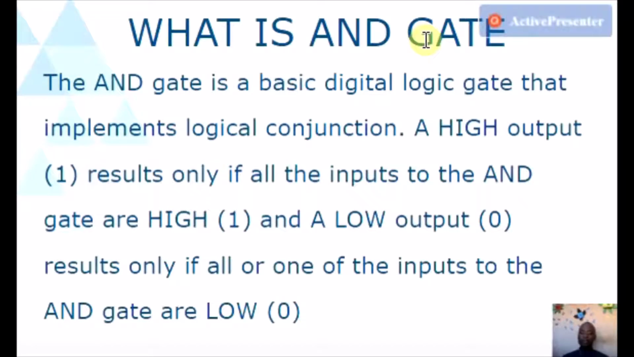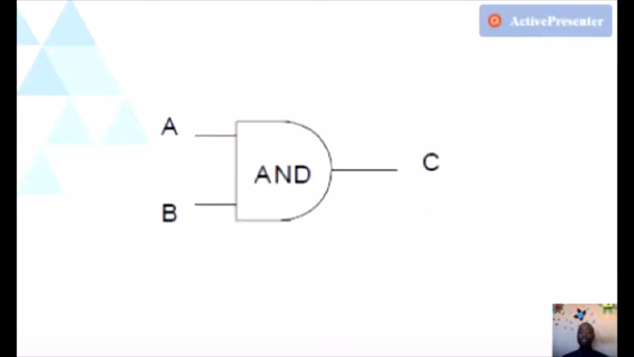What is an AND gate? The AND gate is a basic digital logic gate that implements logical conjunction. A high output, 1, results only if all the inputs to the AND gate are high, represented by 1, and a low output, 0, results if one or more of the inputs to the AND gate are low, represented by 0. This is the symbol of an AND gate. It's different from the other one that we treated in the last lecture, which is the OR gate. From the shape, you can see the difference.